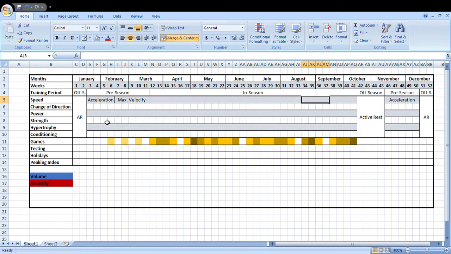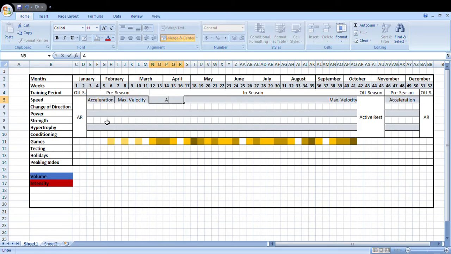Because we've broken the year into blocks, we might put the maximum velocity emphasis where we need to be more peaked, around these blocks here. So maybe these might be the maximum velocity emphasis training blocks.